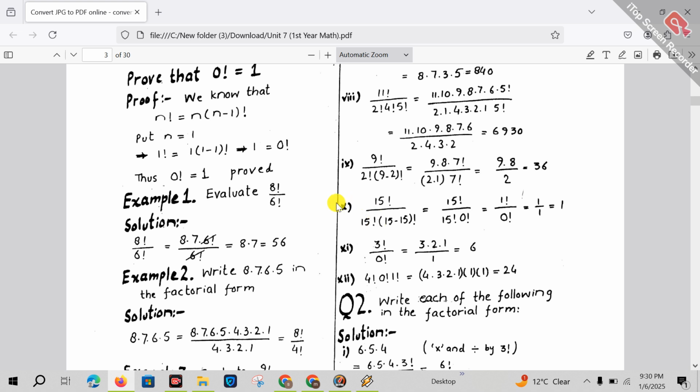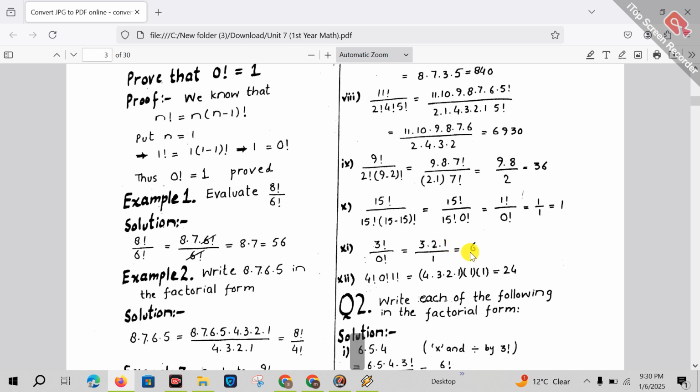Here is question number 10: 15 factorial over 15 factorial into (15 minus 15) factorial. Above is 15 factorial, and here is 15 factorial. 15 minus 15 is 0 factorial, so the expression is 15 factorial over 15 factorial into 0 factorial. 1 factorial is 1 and 0 factorial is also 1. So 1 over 1, the answer is 1. Next, 3 factorial over 0 factorial is 3 times 2 times 1, so this is equal to 6.